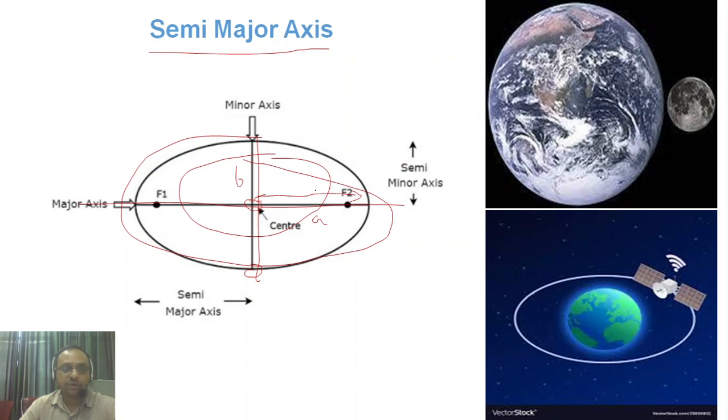If a circular orbit is considered as a special case, then both axes, major axis and minor axis, both the radii are the same in this case.